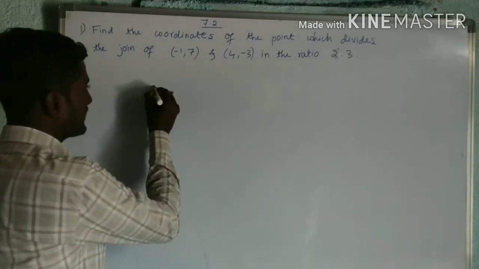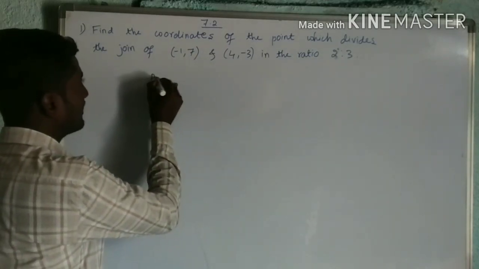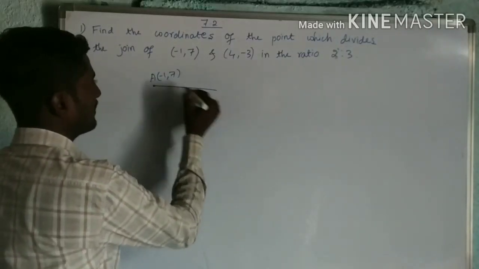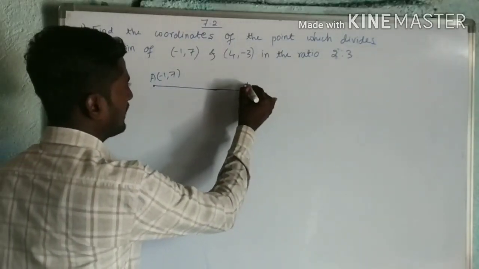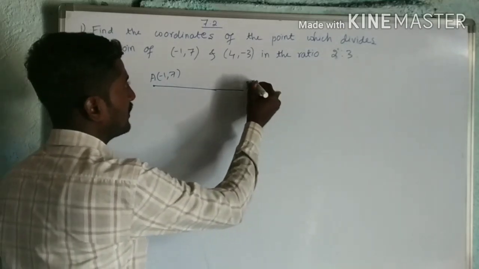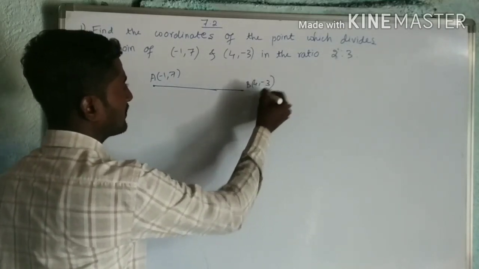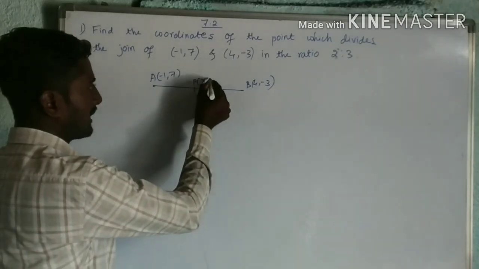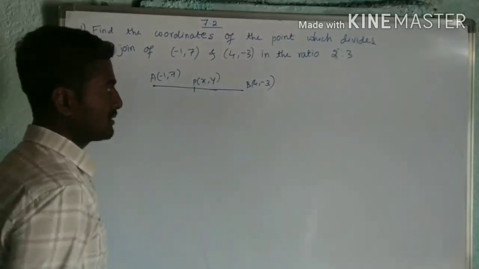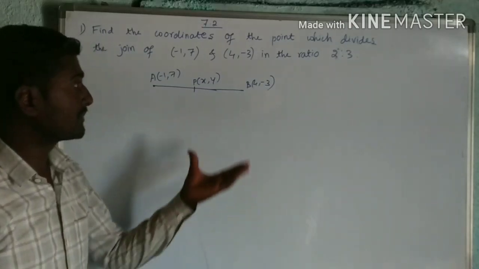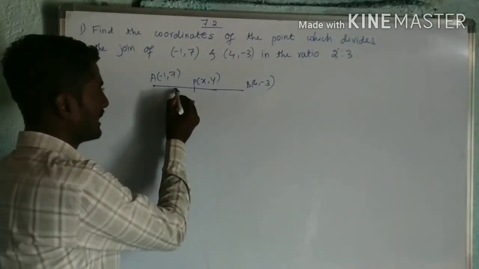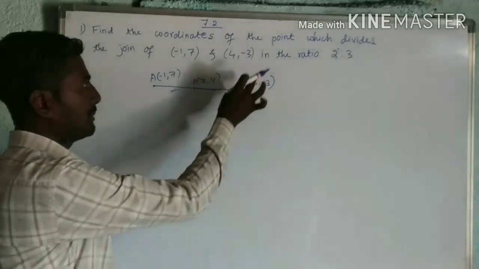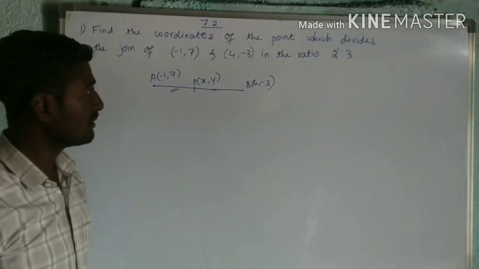So first point I will take this as A, so that is (-1, 7). Now another point B, that is (4, -3). There is one point P of (x, y), which divides the line AB in the ratio 2:3. So AP divided by PB is 2/3.